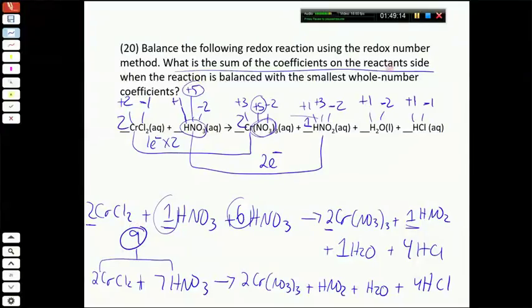Sum of the coefficients on the reactant side is what we asked for here. All right, so that's another example. The only little twist here was the idea of having to balance HNO3 in 2 separate parts, because in some cases it was losing electrons, in other cases it wasn't. So we had to deal with that a little bit differently.